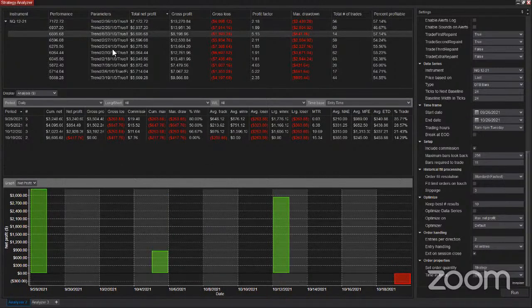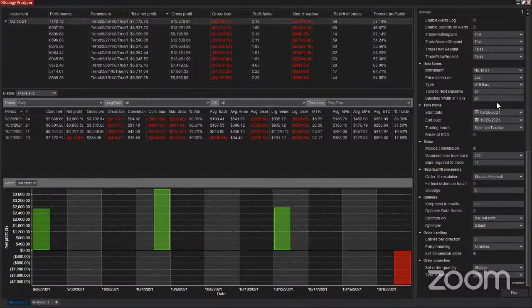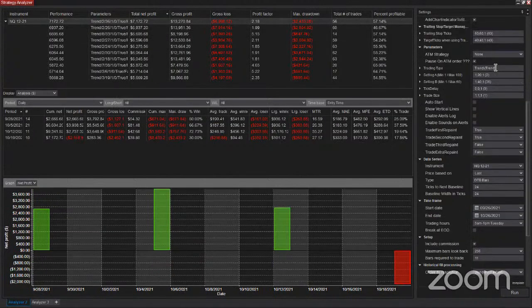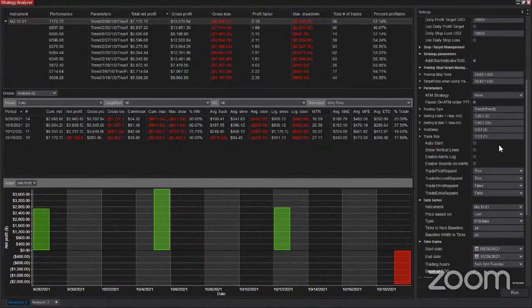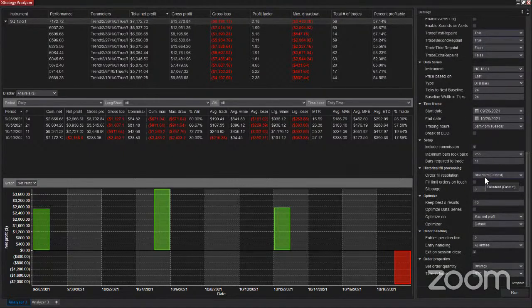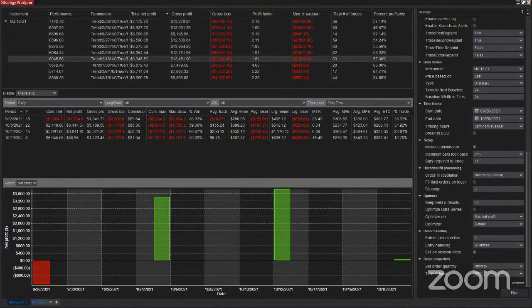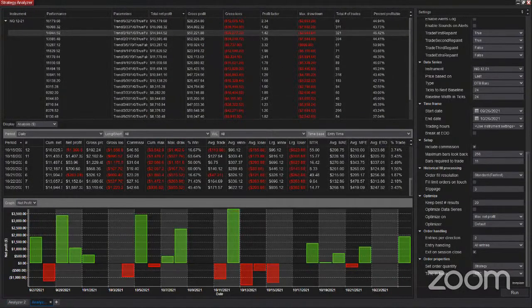I just want to check something over here because I ran this earlier. And this is the 24, that's fine. So the settings that are coming up on here. So I'm looking for a setting that's coming up on here that's also coming up on an optimization.